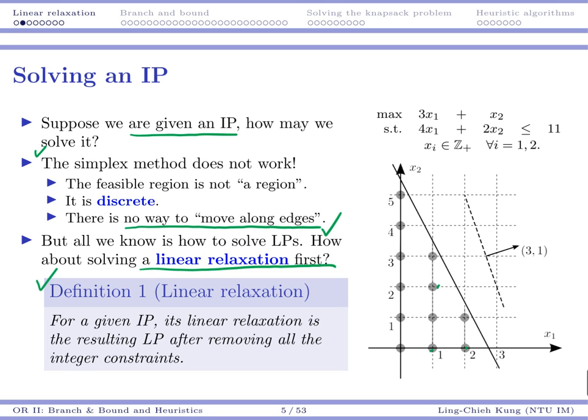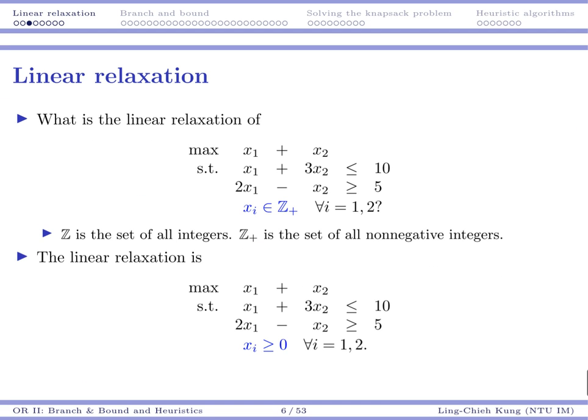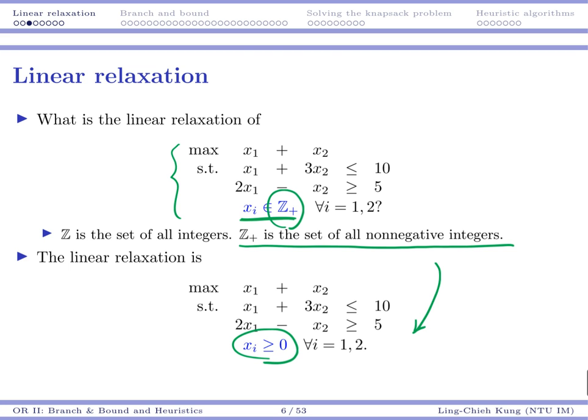So what's that? Given an integer program, its linear relaxation is the resulting linear program after we remove all those integer constraints. So if we take away these integer constraints, we get its linear relaxation. Previously, we were talking about integer variables or integer programs. Now we want to do linear relaxation. All we need to do is to take away that integer constraint.